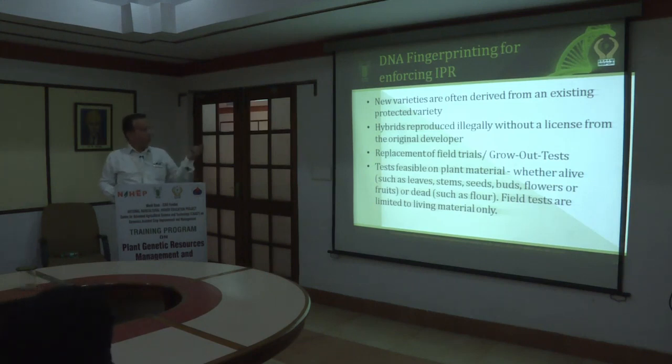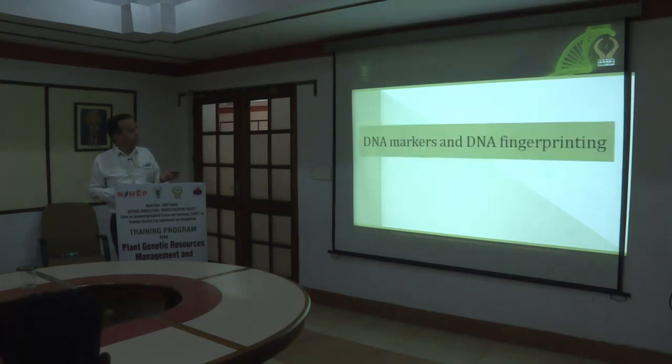Okay, and these DNA fingerprinting techniques are feasible on all kinds of material, be it living plant material, tissue, leaf, bud, flower, stem, whatever it is, or it can be dead even. Herbarium specimens, maybe 100 years ago somebody has put some samples in the herbaria. You can just take out those leaf tissues and extract DNA, and you can just see the profiling pattern. So I'll be talking a little about the DNA markers and DNA fingerprinting.